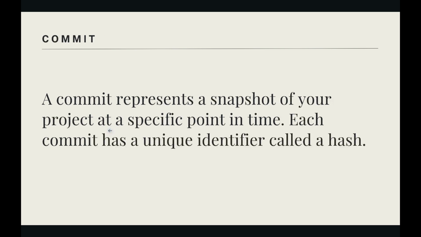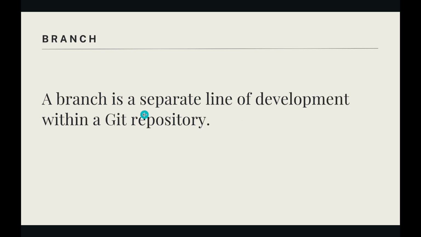A Git commit is a snapshot of all changes in the working directory. In Git, each commit has a unique identifier called a hash. Git branches are basically a pointer to a snapshot of your changes. In other words, branching means you diverge from the main line of development and continue to work without messing with that main line.